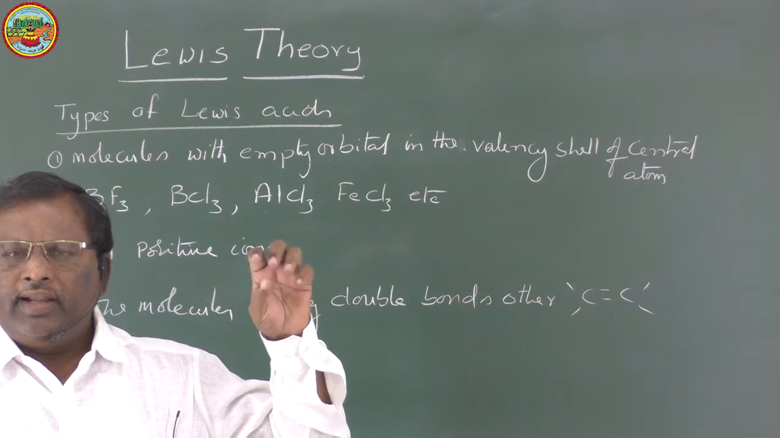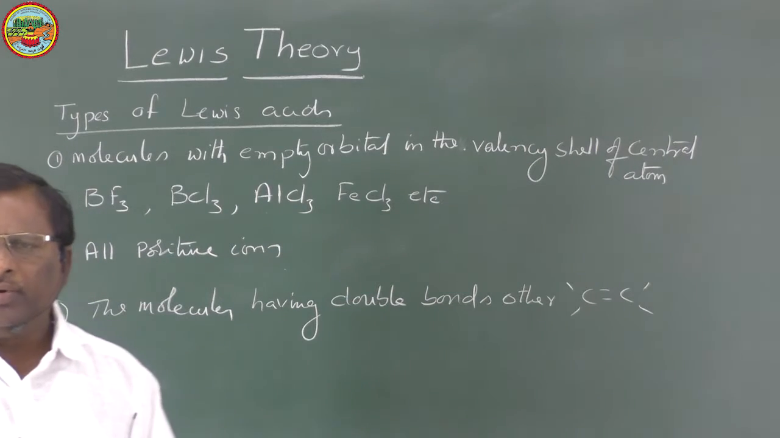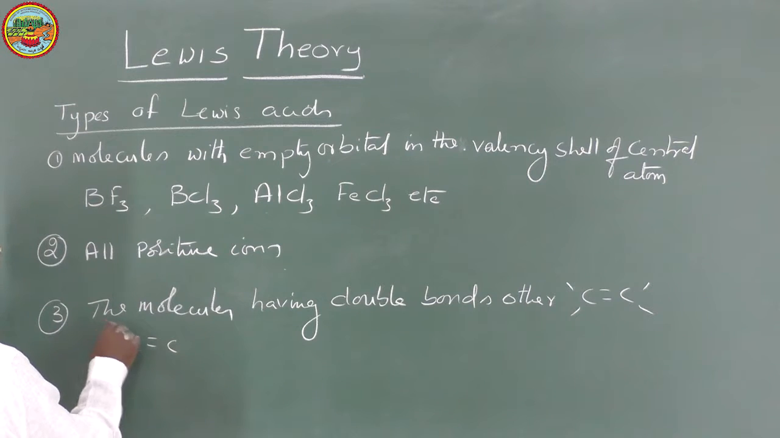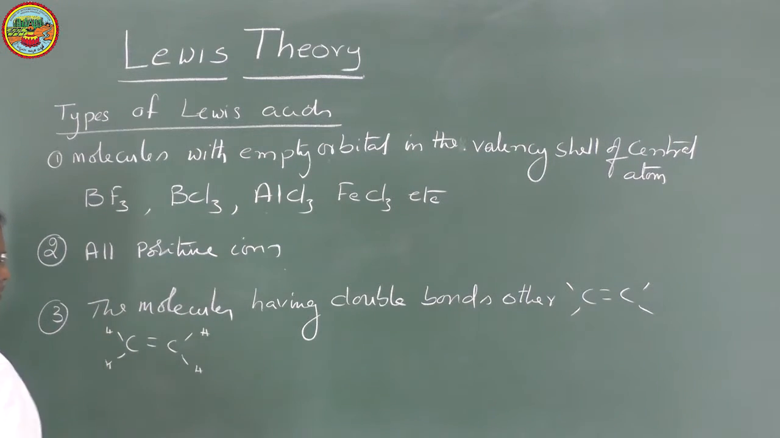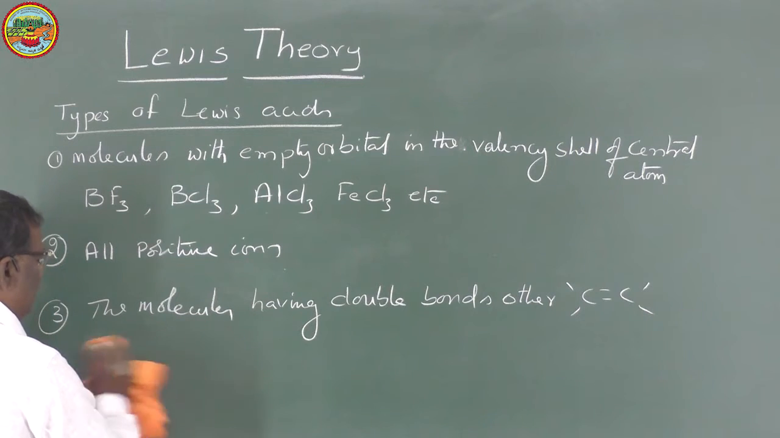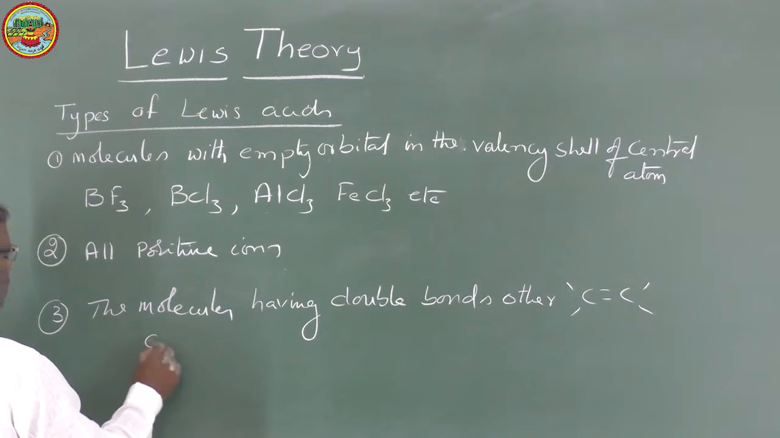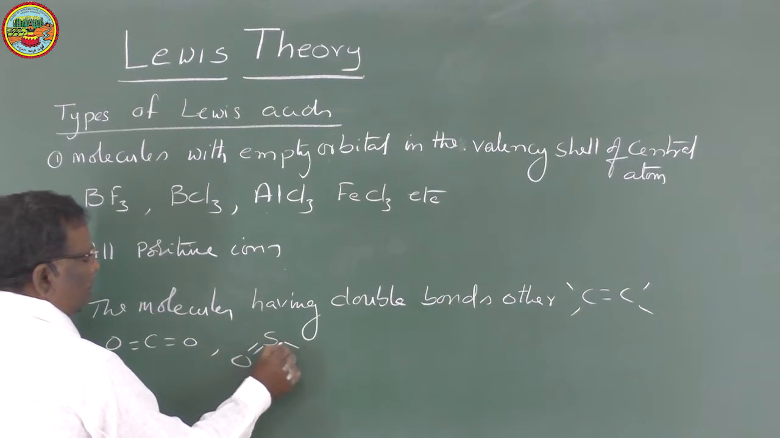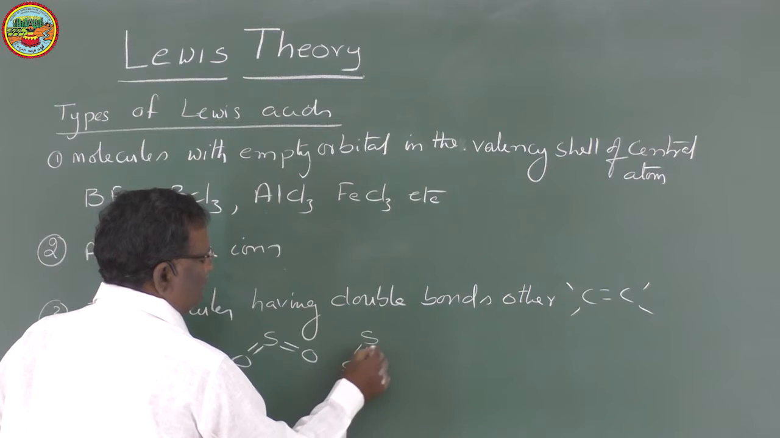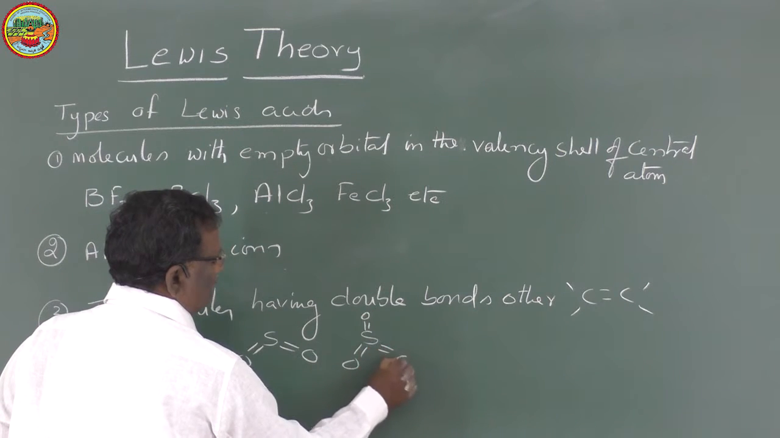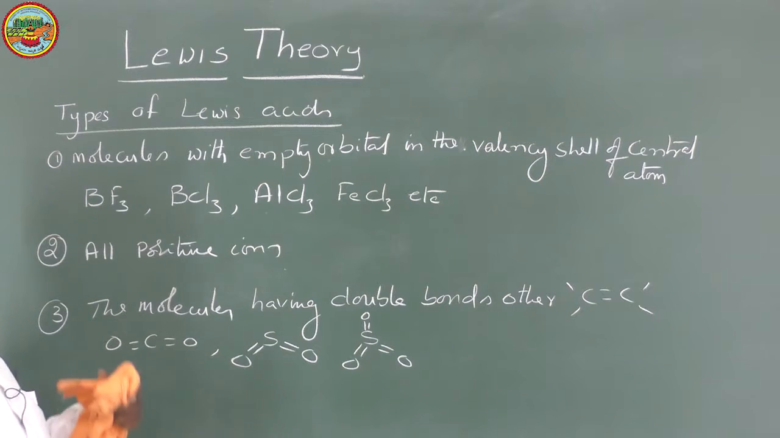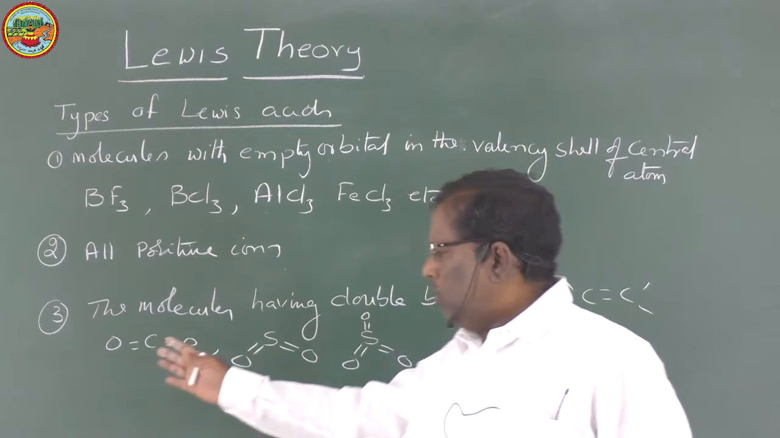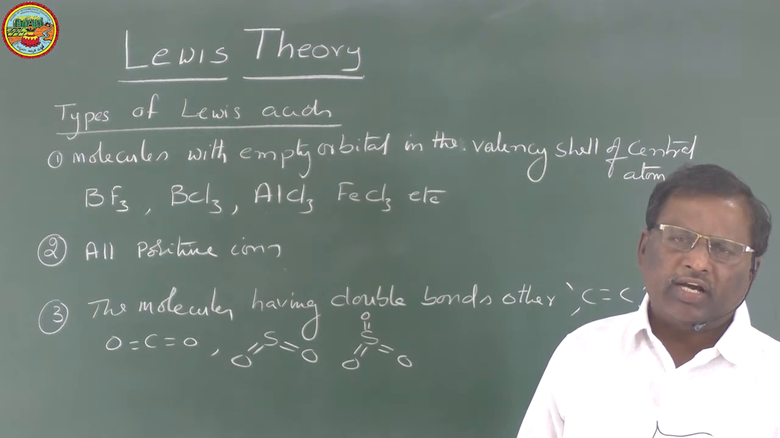Molecules containing double bonds other than carbon-carbon double bond. For example, ethylene, CH2 double bond CH2. Sorry, other than carbon-carbon double bond. That means CO2, SO2, SO3, or NO2, N2O, etc. Oxides of nitrogen, oxides of non-metals, all will have double bonds other than carbon-carbon double bond.